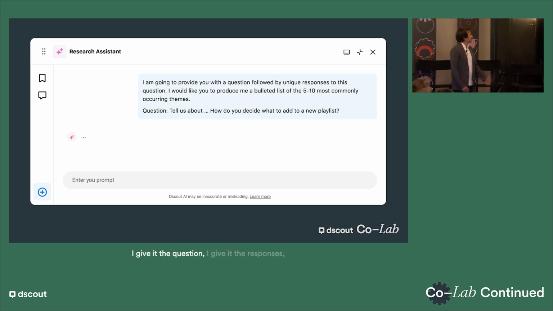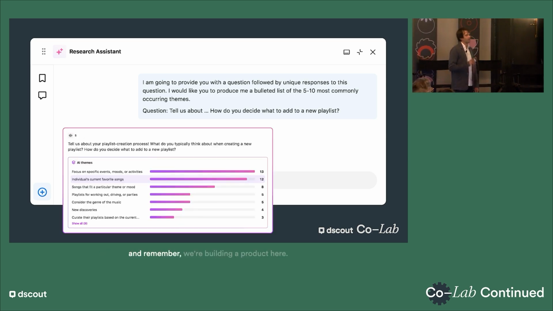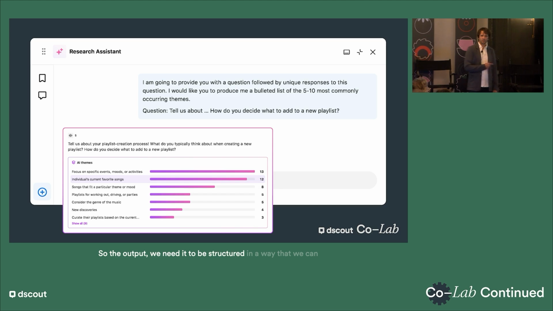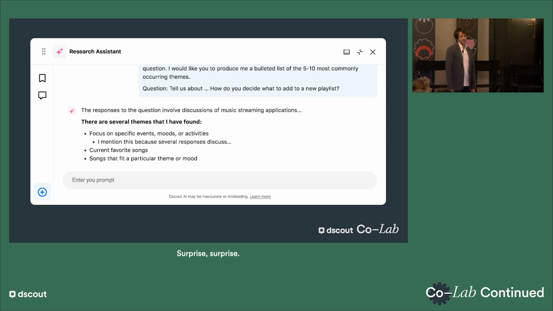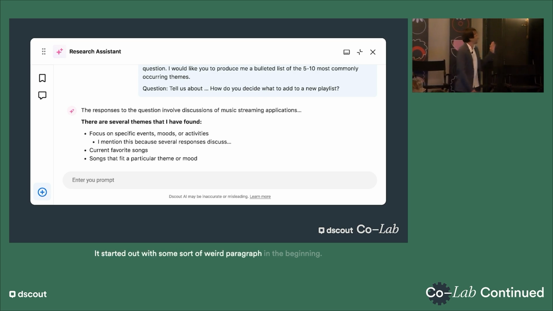I give it the question, I give it the responses, and remember, we're building a product here. So the output, we need it to be structured in a way that we can automate this and produce this type of interaction for the user. Surprise, surprise. The output is not what we need it to be to produce this. It started out with some sort of weird paragraph in the beginning. I ended up having to use dots here because it's super verbose.